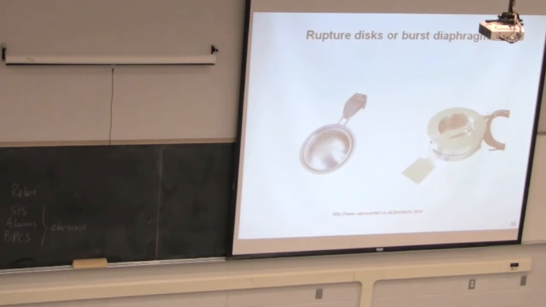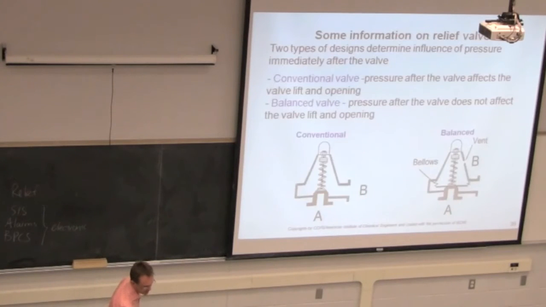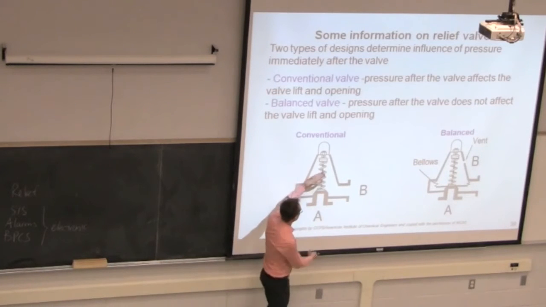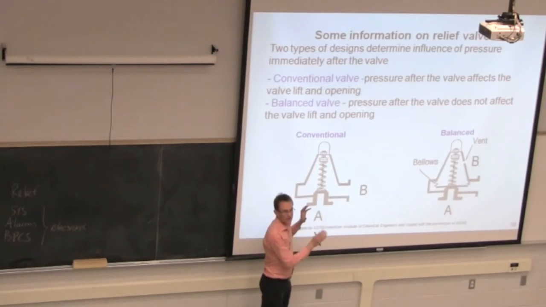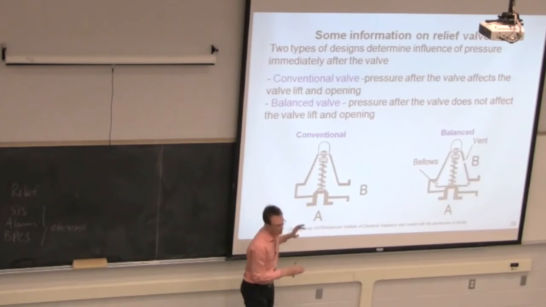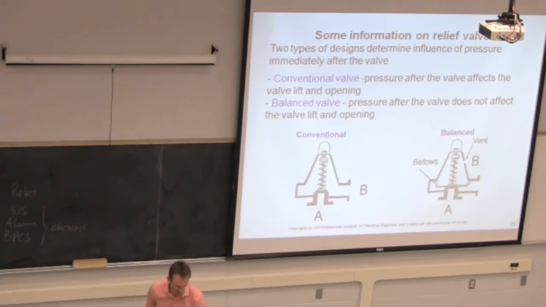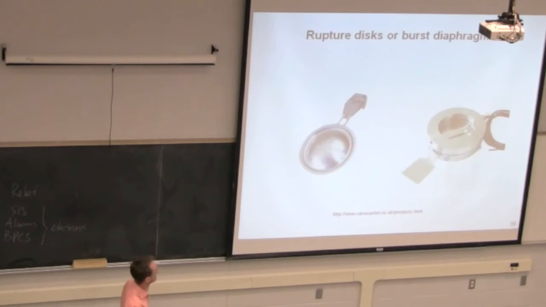Why would we ever use rupture disks? A relief valve up here, once it goes up and the pressure is relieved, it will drop back down again and your process can keep operating. There's no time wasted over here. But a burst diaphragm seems to be pretty wasteful, right? If this thing breaks, I have to go buy a new one, and these are not cheap at all. Why do I do that?